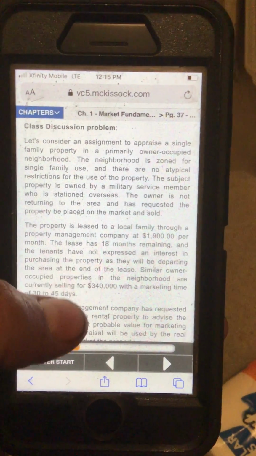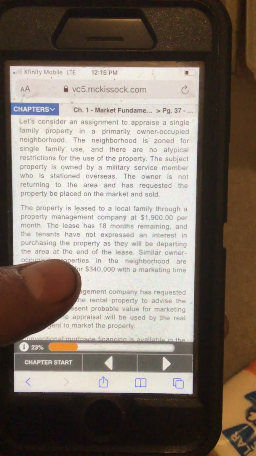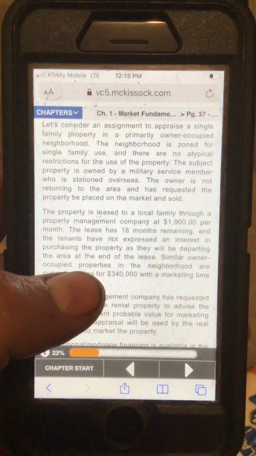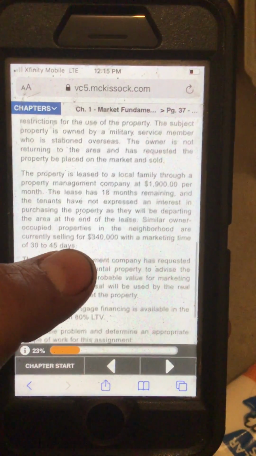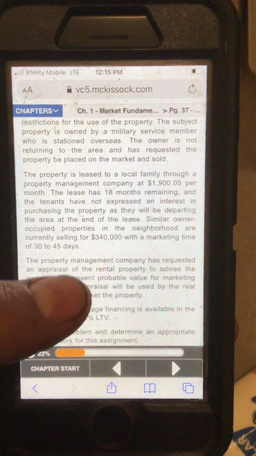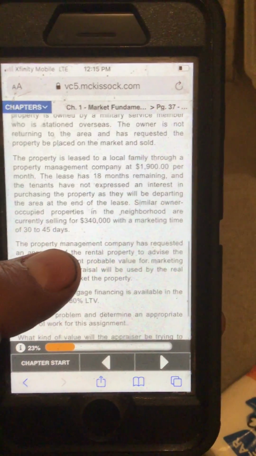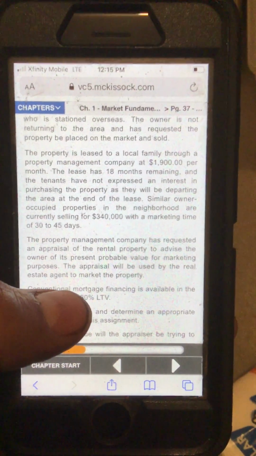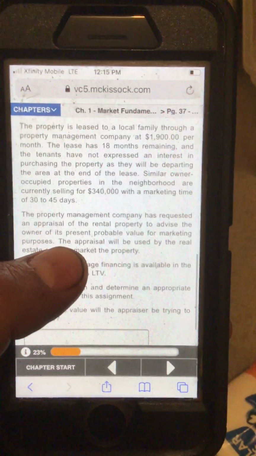Class discussion problem. Let's consider an assignment to appraise a single-family property in a primarily owner-occupied neighborhood. The neighborhood is zoned for single-family use, and there are no atypical restrictions for the use of the property. The subject property is owned by a military service member who is stationed overseas. The owner is not returning to the area and has requested the property be placed on the market and sold.